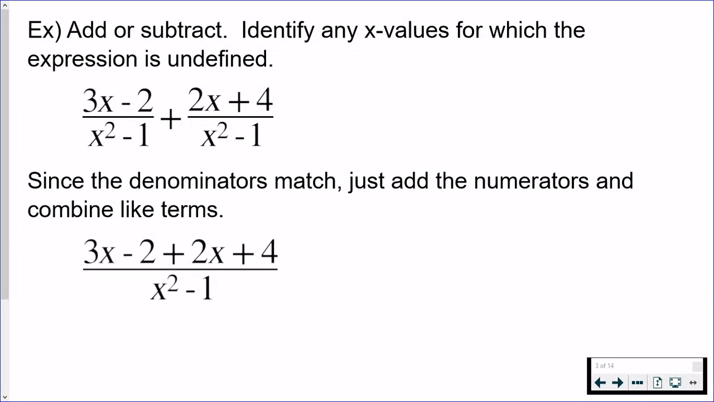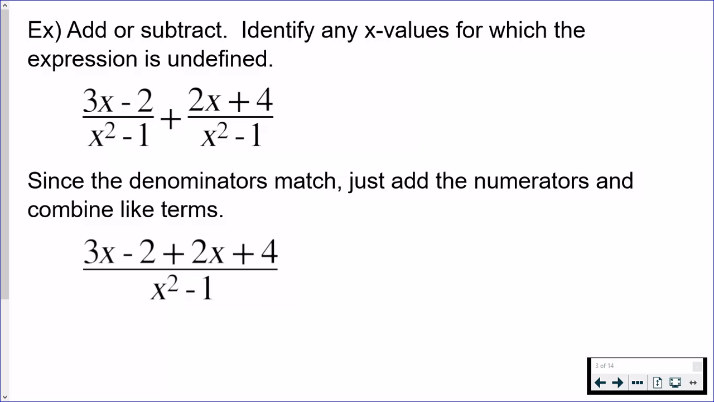Now, one additional thing in these rational expression problems is we are also going to identify any x values for which the expression is undefined. What that means is I'm going to figure out what x values will make the denominator equal to 0, because you cannot divide by 0, and we can't have a denominator equal to 0. So I'm going to figure out those x values first. Looking at my denominators, they're both x squared minus 1. What I'm going to do is solve for x and set them equal to 0.